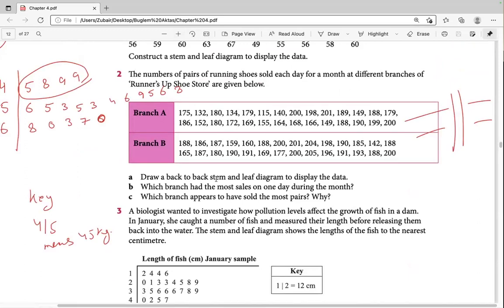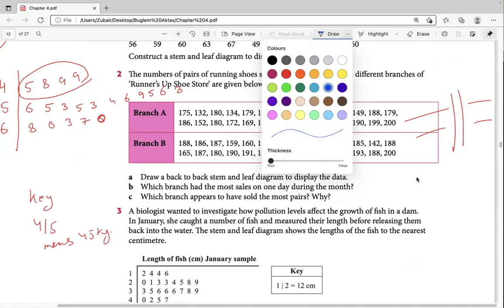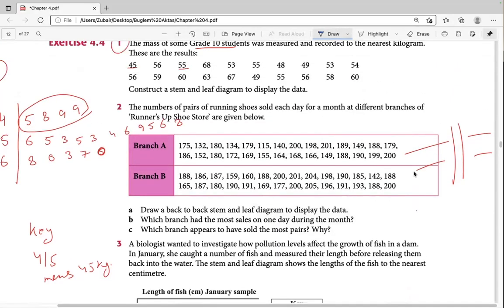Draw a back-to-back stem and leaf diagram to display the data. So we will have to decide. For example, again, I'm looking at the least and maximum numbers, but in this case, I'll have to look into both. All are 3 digits. So least possible could be 100. But if it is not there, let's see, 132, 115. So I'm getting a least data of 115 in this and a maximum of 200.